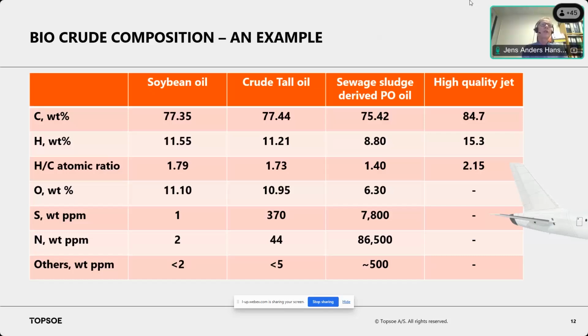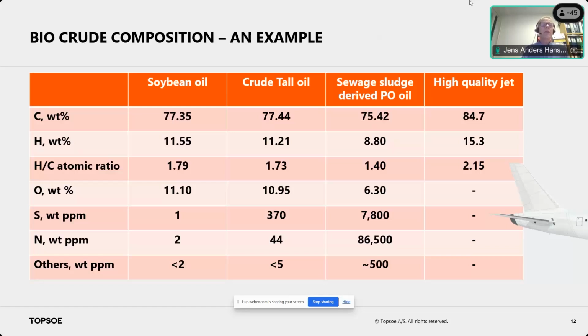You can also look at crude tall oil. Again, you can see a relatively high hydrogen to carbon ratio. That's 1.73, and this is also paraffinic in nature. It's more contaminated, so it has higher sulfur content, more nitrogen, and you have higher impurities in general, so this is something you have to take into consideration. When you look at sewage sludge-derived pyrolysis oils, as we will look at in this presentation, you can see that you have a much lower hydrogen to carbon ratio, that's 1.4.